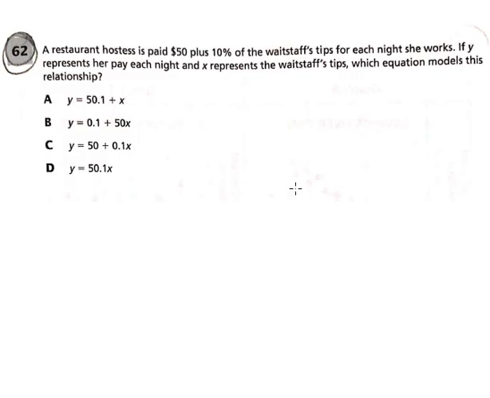All right, so this one looks tricky because it talks about 10% of something and percents are obnoxious. But here's the thing, guys. If you look at this question, you don't even have to think about what a percent is. It says a restaurant hostess is paid $50 plus 10% of the wait staff's tips for each night. So $50 here is the y-intercept. You need some situation that's going to have some slope attached to a variable plus 50.